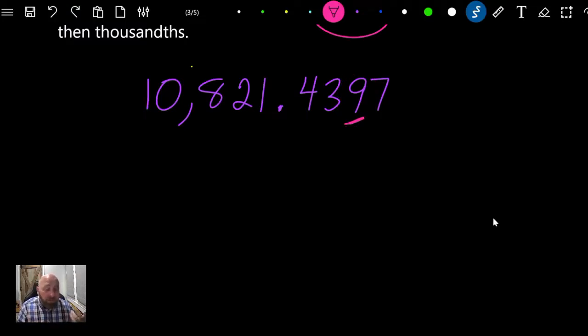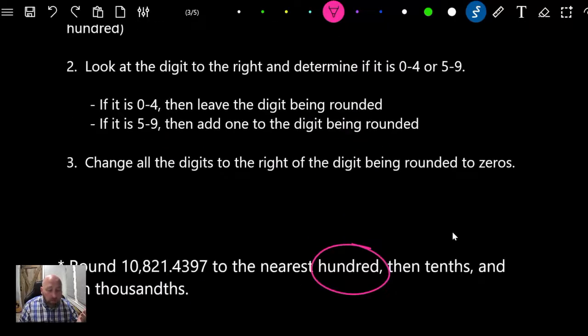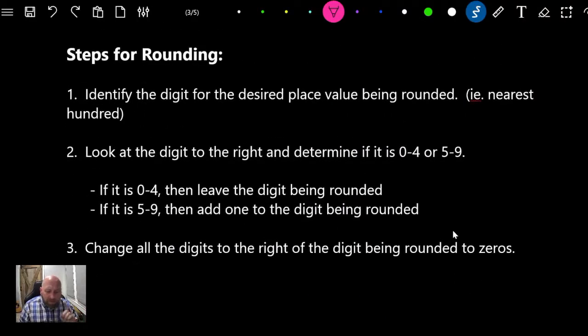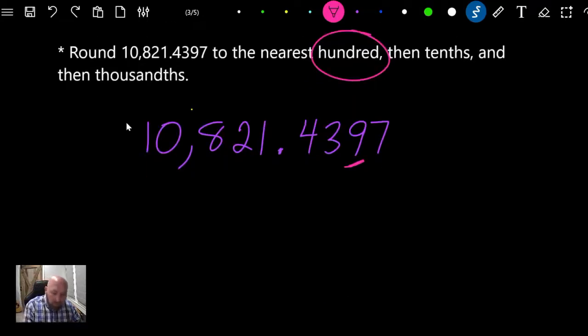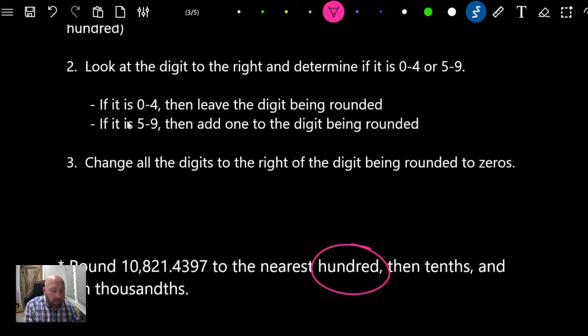So let's follow our steps, okay? We're going to go back up here, and we're going to identify the number being rounded. Okay, we've got that. It's in the thousandth place. Number 2, we want to look to the digit to the right. So come over here. We're going to look at his next door neighbor to the right. It's a 7, okay? So let's go back up here. If it's 0 to 4, we leave it alone. It's not. It's between 5 and 9. It's a 7. So what does it say there? We're going to add 1 to the number being rounded.